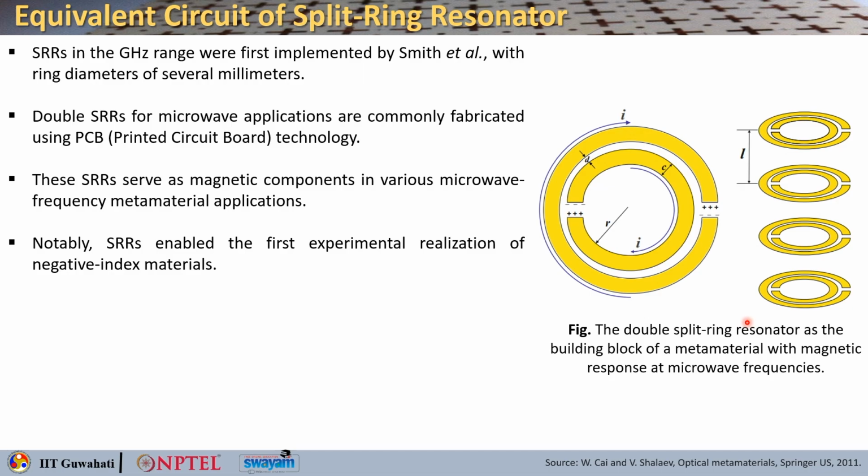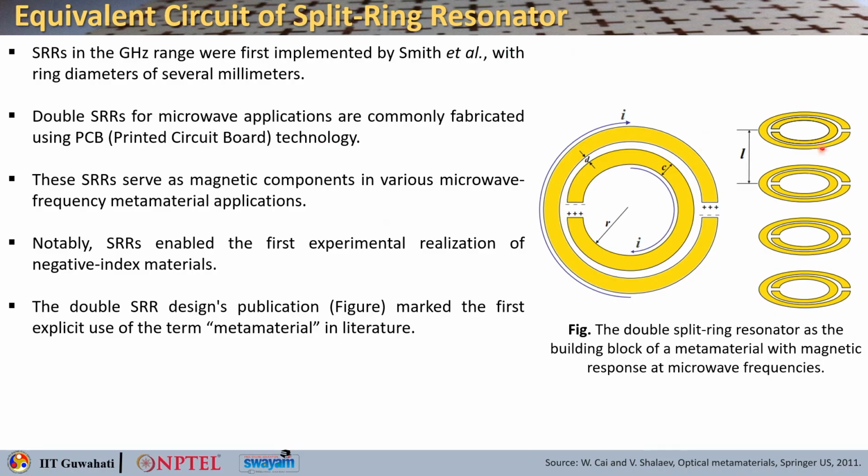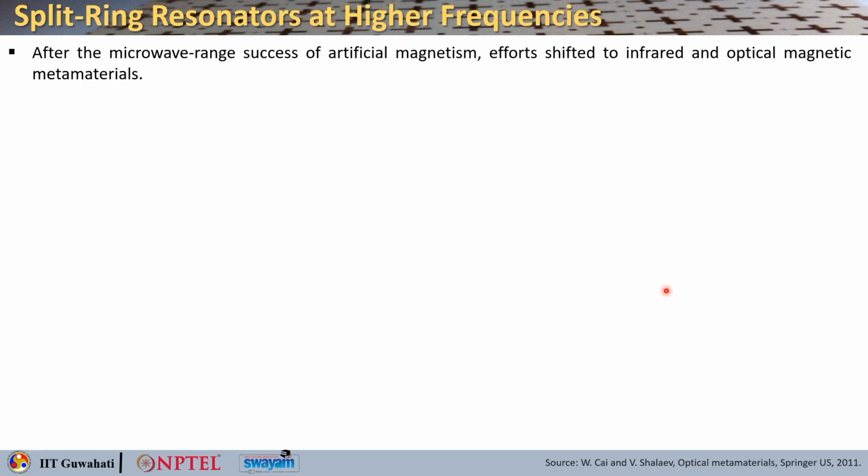So, if the wire array can give you negative permittivity and this array of split ring resonators can give you negative permeability, when you have both permeability and permittivity negative over the same frequency range, you can get negative refractive index, right. So, this double split ring resonator marked the first explicit use of the term metamaterial in the literature, okay. And from there the field of metamaterial just took off.